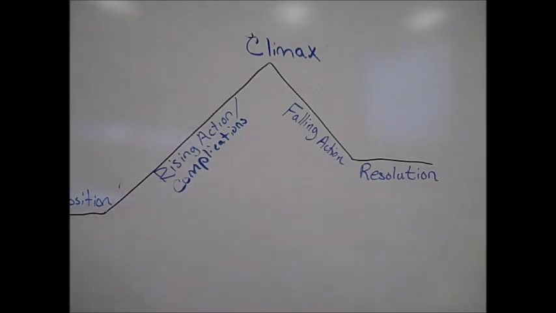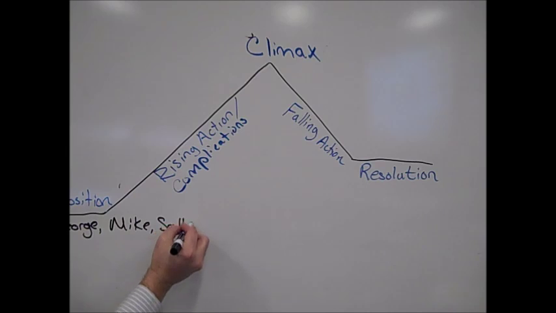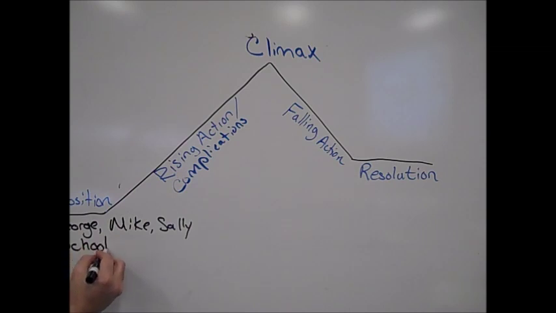We're going to run through an example of plotline now. So we're going to start with our exposition and understand who's in the story. We're going to have George, Mike, and Sally. It's going to take place at school, probably in the hallways. They're going to be 7th graders.